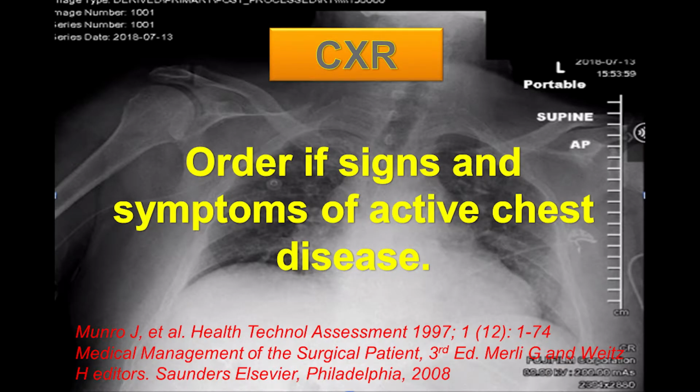Okay, so what should you do? You order a chest X-ray if there are signs or symptoms of active chest disease. So if the patient's telling you about some issue, they have asthma, they have some pulmonary disorder, something along those lines, then you might get the chest X-ray. You might get other testing as well.